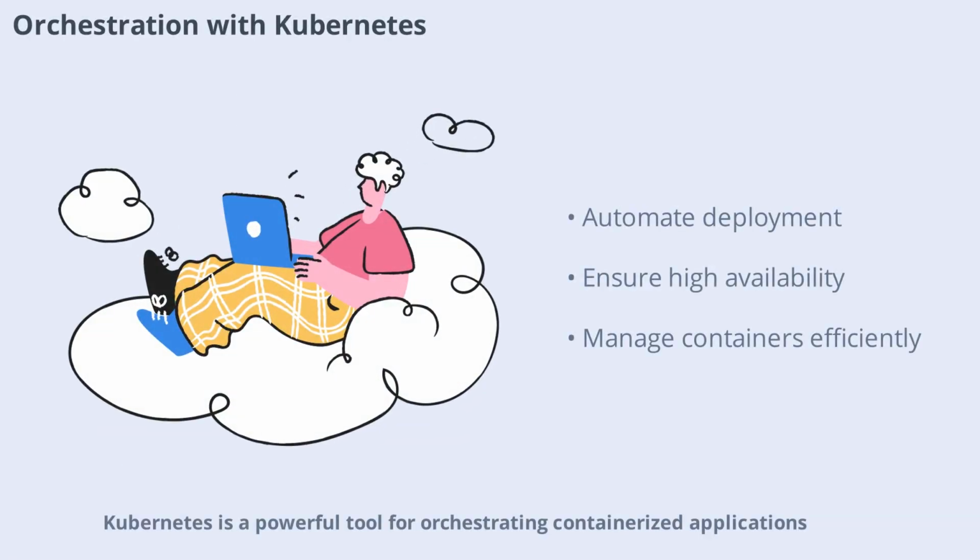Kubernetes is a powerful tool for orchestrating containerized applications. It automates deployment, scaling, and management of your API containers. With Kubernetes, you can ensure high availability, roll out updates smoothly, and recover quickly from failures. This makes it ideal for large-scale data science solutions that require robust infrastructure.